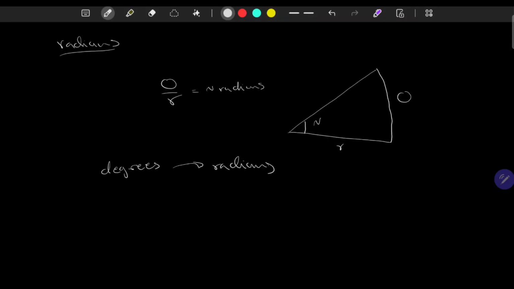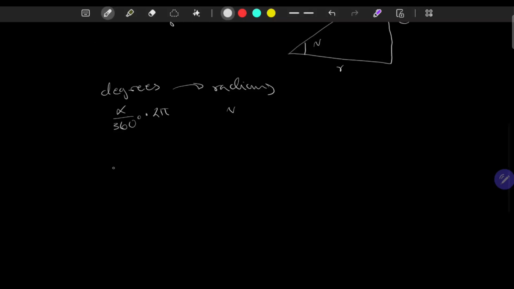If you have an angle in degrees, say alpha, and you want it in radians, the way to do this is to divide by 360 degrees, then this becomes unitless and tells you the amount of a circle that alpha sweeps, and you multiply it by 2 pi, which is the radians of a full circle, and that would give you the angle in radians.